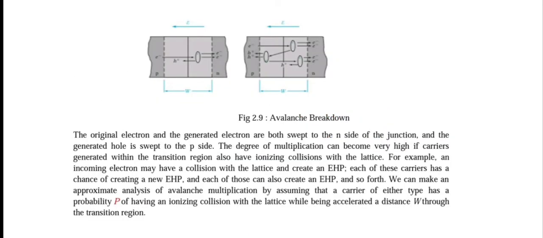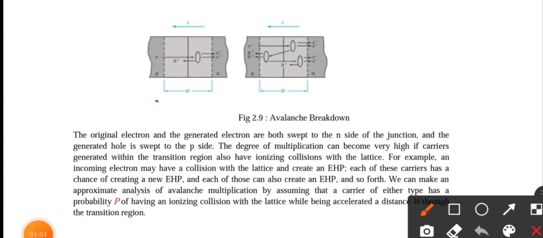So this figure, in the second figure, now you can see a single ionizing collision by an incoming electron in the depletion region of the junction, and in the third figure you can see primary, secondary and tertiary collision. Same thing, you can see a PN junction separated by depletion region W.